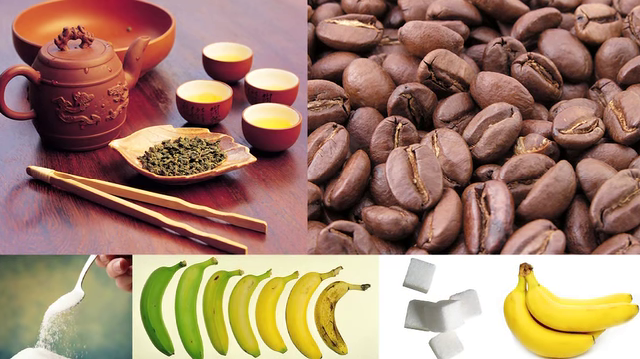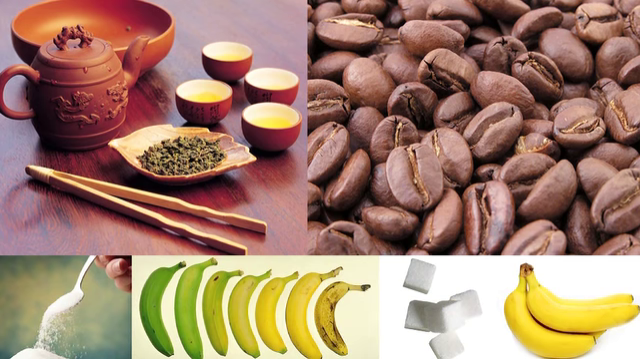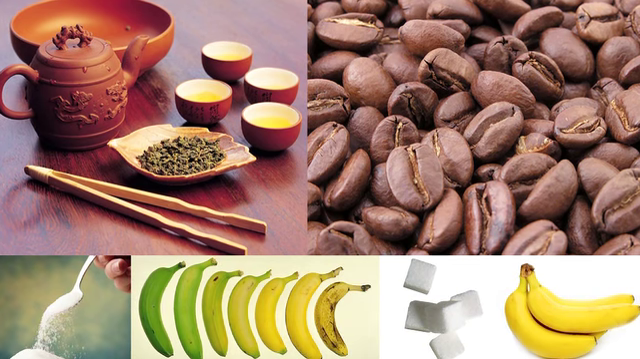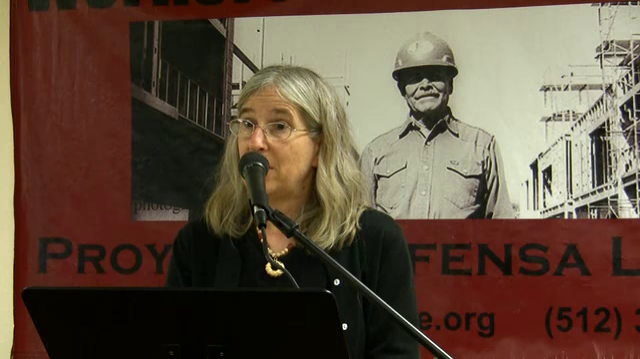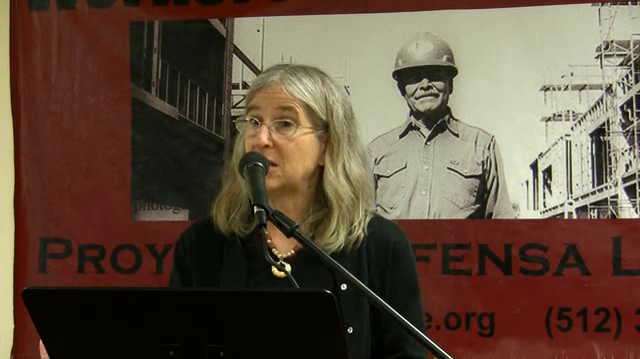Things like coffee, tea, sugar. Bananas are another industrial imperial crop of this time period. Industrial imperialism maintains European hegemony. It maintains this global inequality.